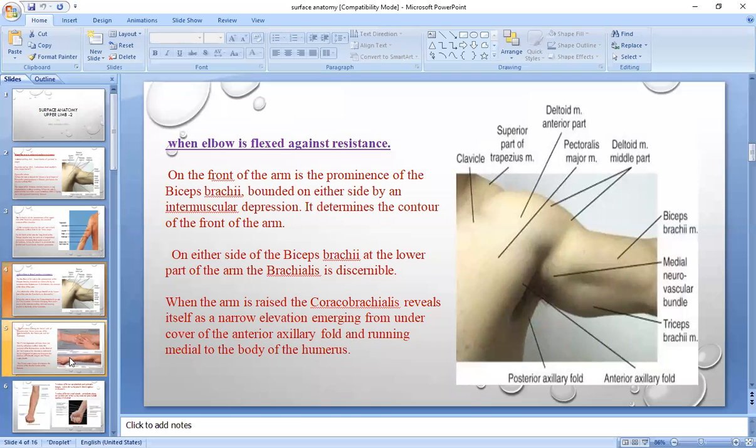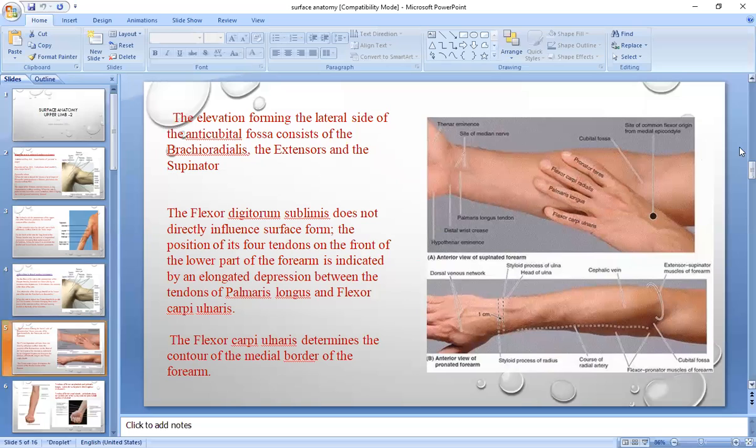Okay. Now coming to the front of the forearm. On the front of the forearm, you see a picture showing the medial four fingers obliquely crossing the front of the upper part of the forearm. Why am I showing only fingers? Because these muscles do not produce any prominences. Only the tendons are very prominent on the front of the wrist.